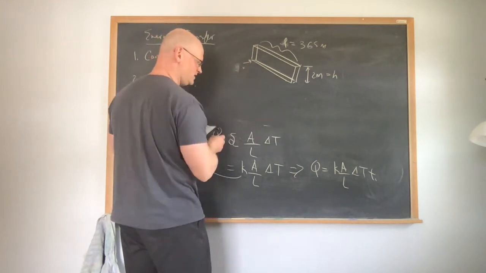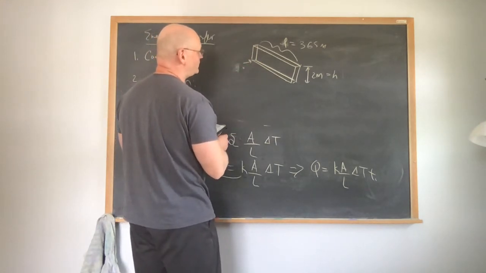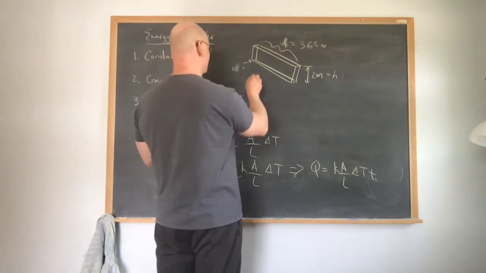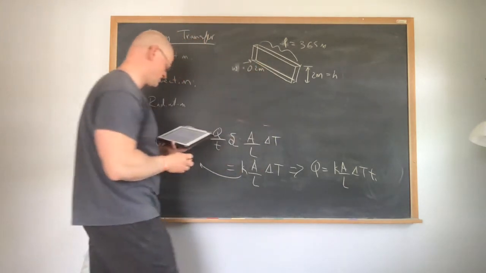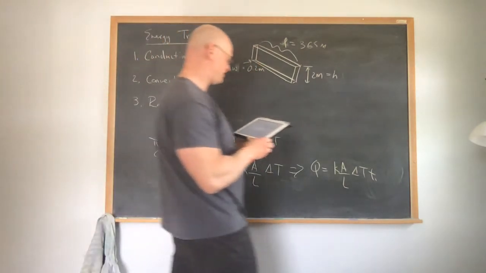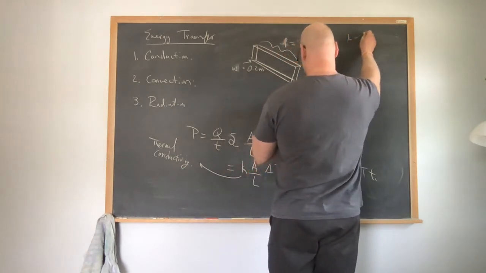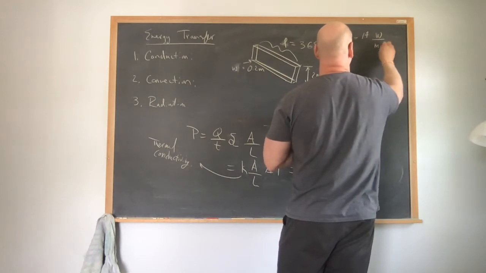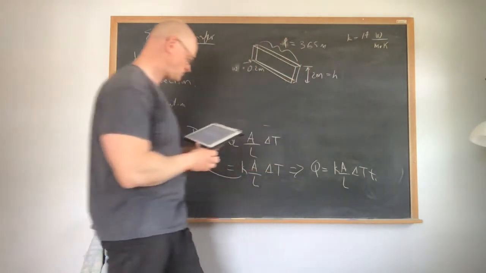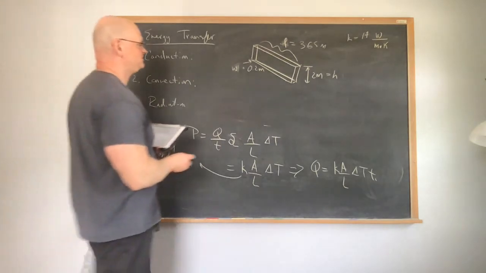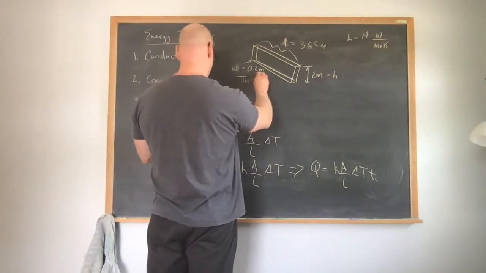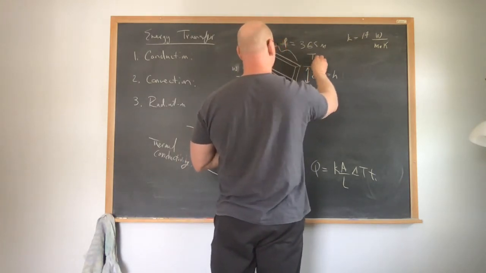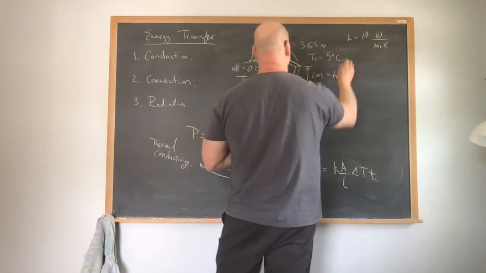Let's call that the width. There we go. Width is equal to 0.2 meters. In this case, the thermal conductivity of concrete is equal to 1.7 watts per meter per Kelvin. Now, let's say this is inside, so T hot is equal to 20 degrees Celsius, and this happens in the wintertime, so outside T cold is equal to 5 degrees Celsius.